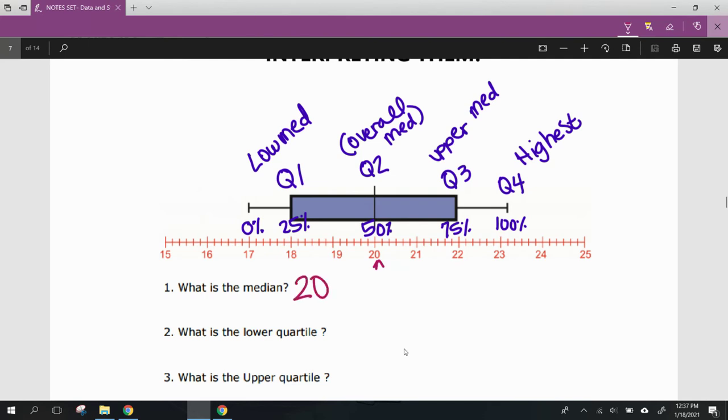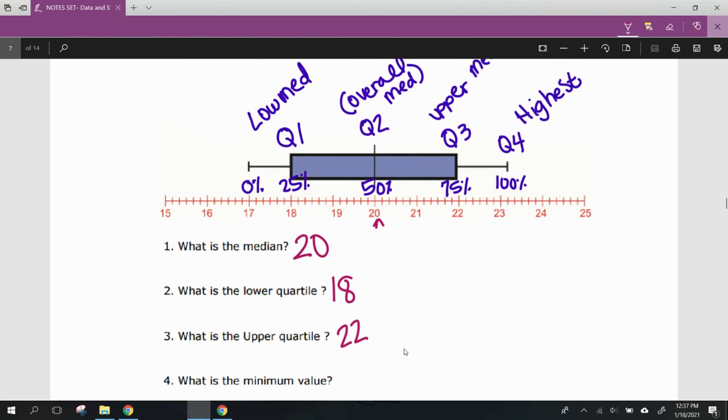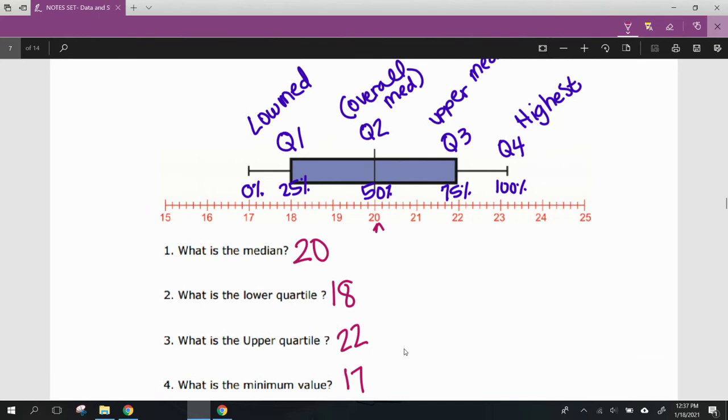What number represents the lower quartile? Well, that's 18, right? Q1, lower quartile, 25%. What number represents the upper quartile? Well, that's Q3, 75%, which that's not exact, but for today, we'll say it's 22. Okay, our next question, what is the minimum value? All right, that's our little whisker out here, so that's 17. What is the maximum value? Well, that's our big whisker all the way out here, and if we look, well, it's right past 23.